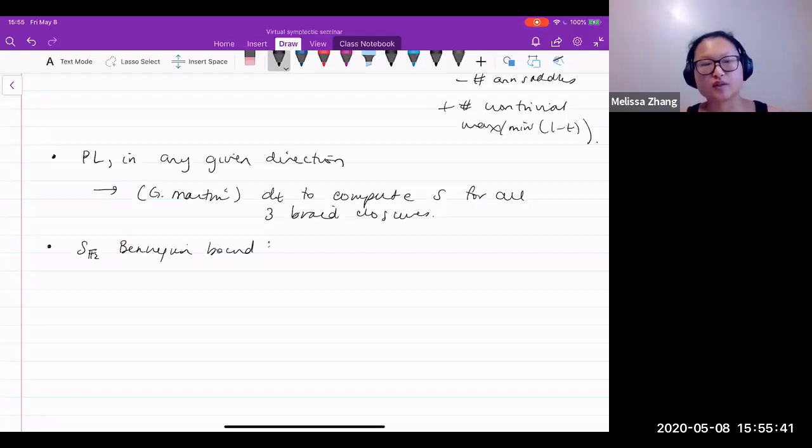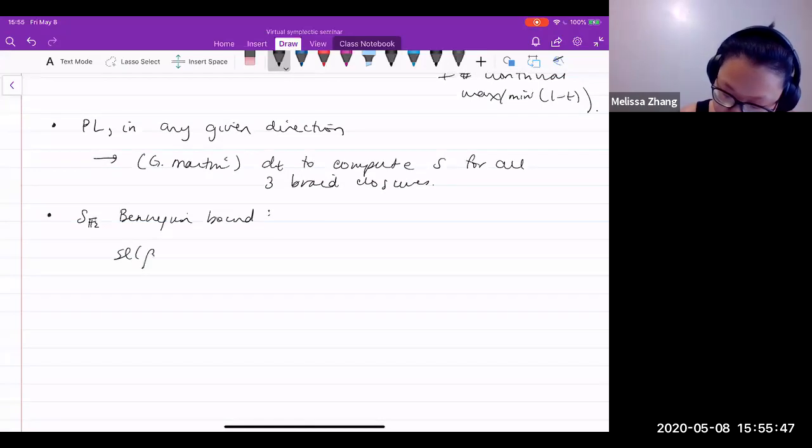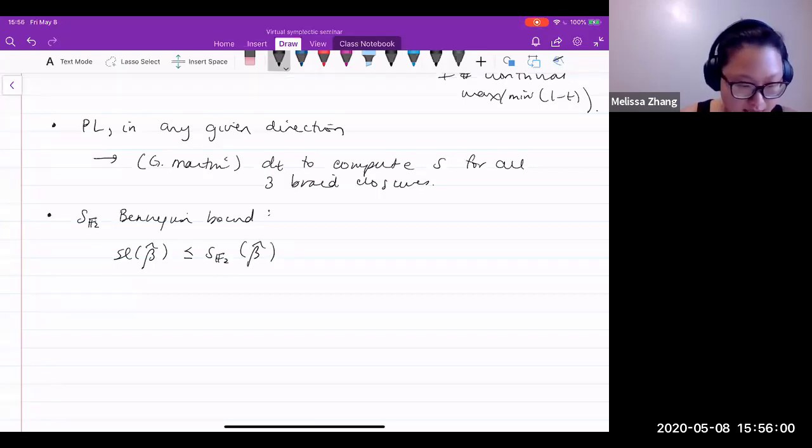So just as a side note, S over F2 is not the same as S over Q, which is why I'm specifying this. But basically the self-linking number of the transverse link that you get from closing a braid beta is going to be less than or equal to the S invariant over F2 minus 1.